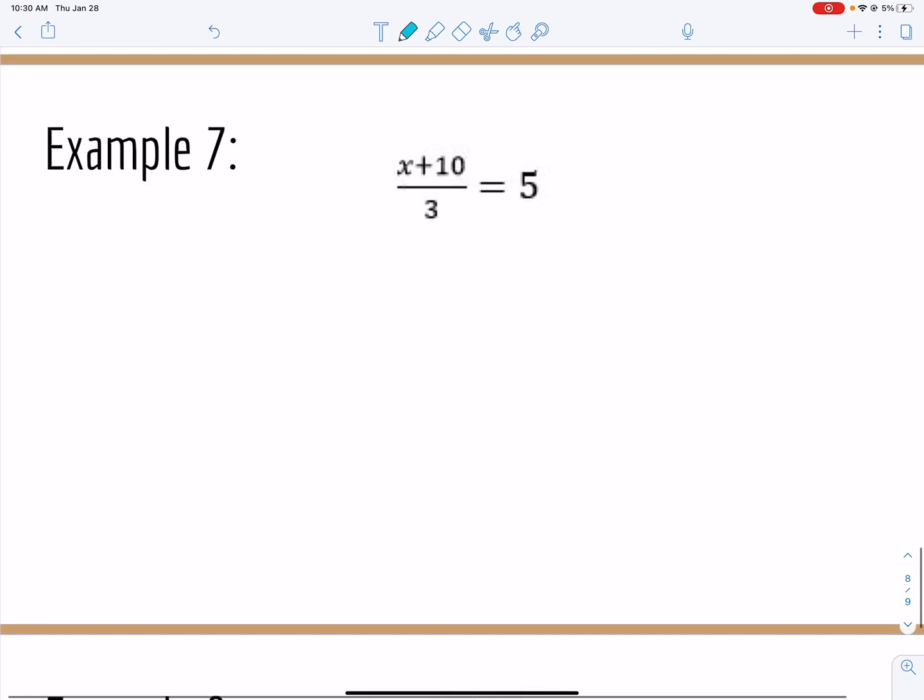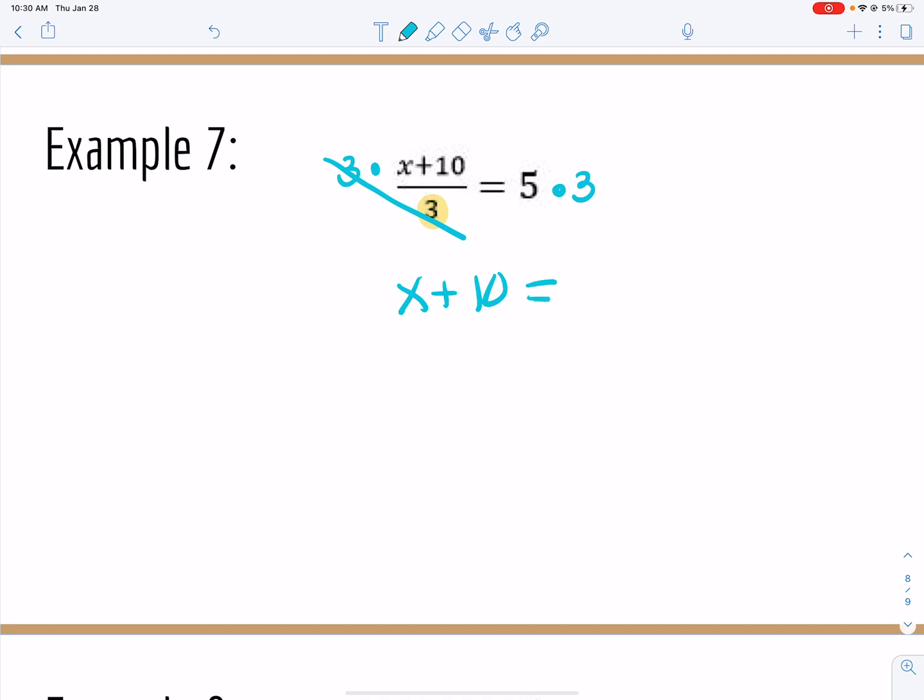Okay, let's take a look at example 7. I'm dividing by 3 over the whole side. So the first thing I need to do is get rid of the 3, and those cancel. So I get x plus 10 equals 15. And then all I have to do is minus 10, and x equals 5.